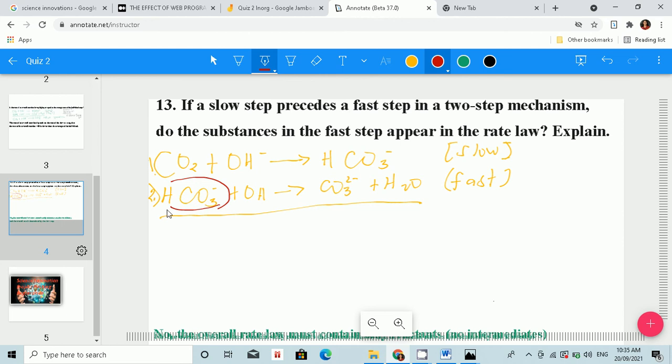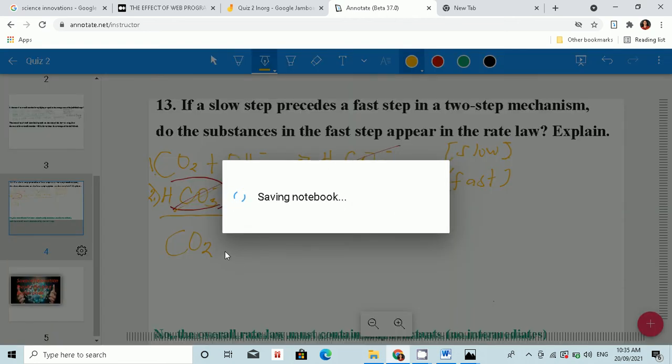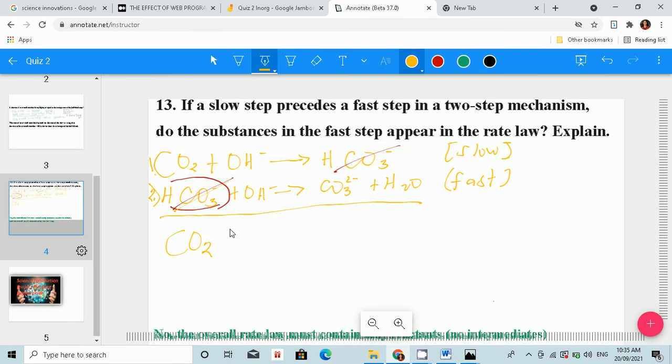So that is our intermediate. Now when we write the overall reaction, HCO3 appears on the left side and on the right side, so we can cancel that one. Cancel, and then cancel. No more. Now for our overall reaction, we bring down CO2, and then we have OH minus. Because there are two, we write 2OH minus.